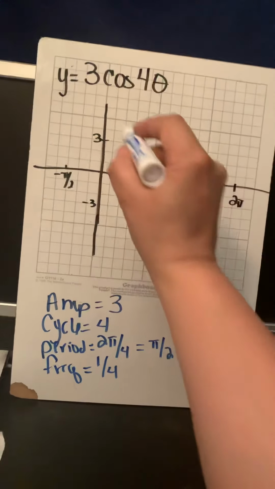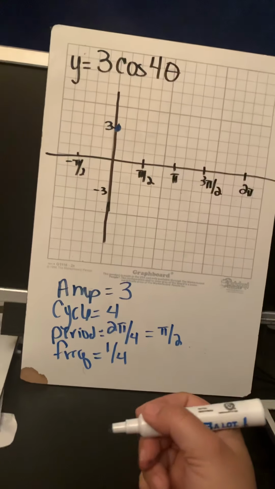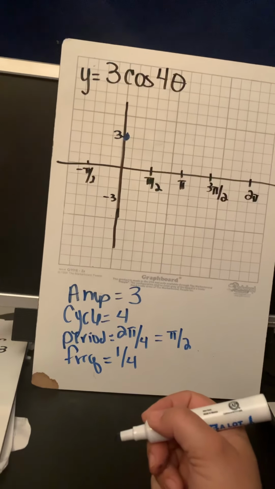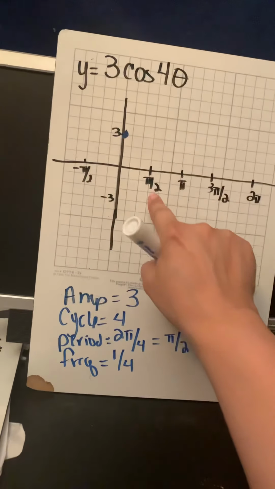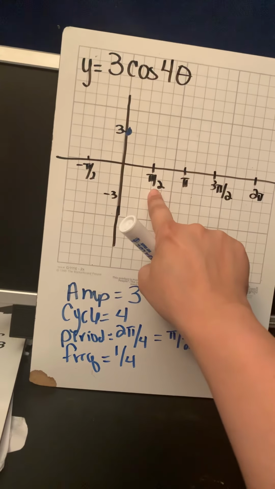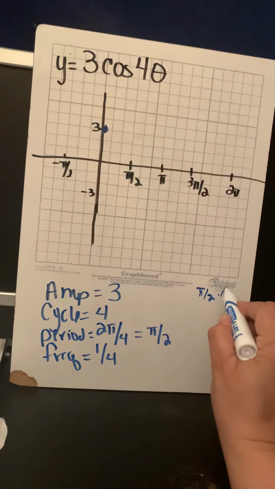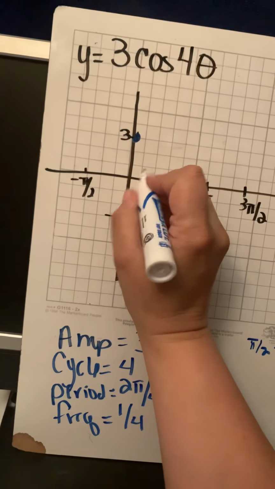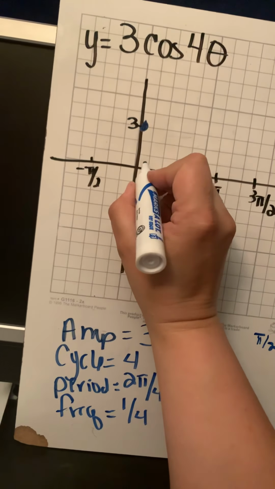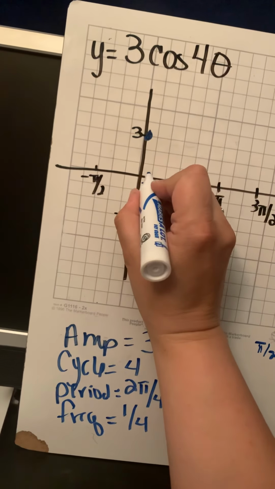So you know that this is going to start up here at the amplitude. That's always the starting point with the cosine function. So it's going to start up there at 3. Your next one's going to be a 0. So I'm going to take pi halves times 1/4. Pi halves times 1/4 is pi eighths. So I'm going to come over here and say somewhere around here is pi eighths. There's a 0.